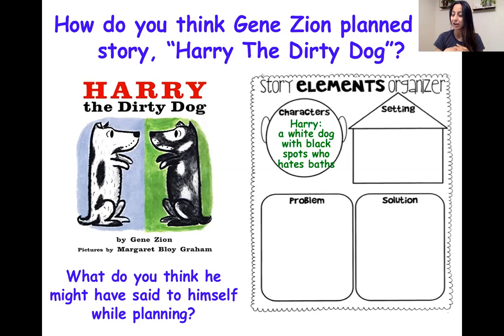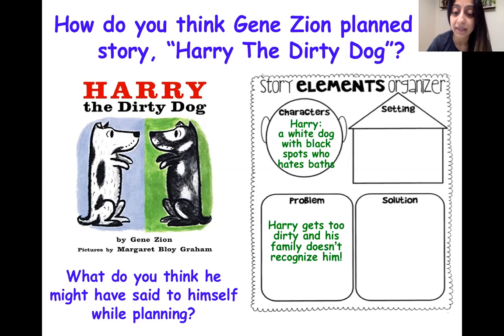If this character hates baths and he doesn't like to be clean, maybe his problem can be that he gets so dirty that his family doesn't recognize him anymore. That's a good problem. Let me write that down. So then in the problem box, I wrote, Harry gets too dirty and his family doesn't recognize him.